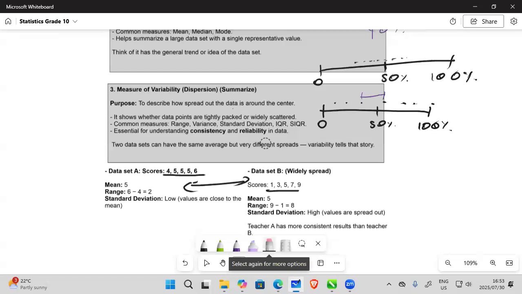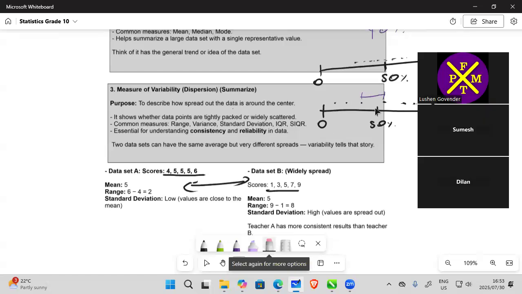Okay, so yeah, I hope you guys, is everyone catching on? Delaney, are you understanding? Sumesh? Yes. Delan? Yes. Okay, perfect.